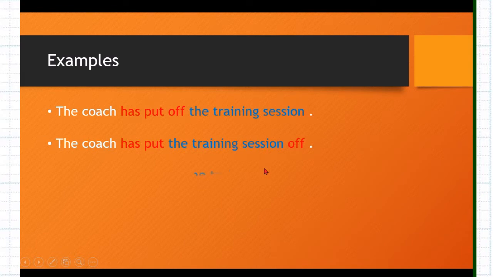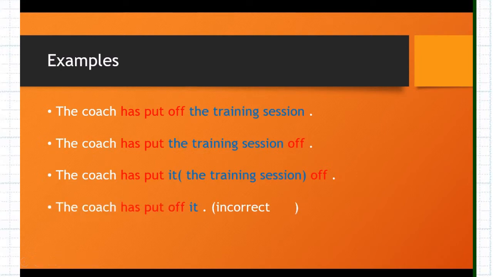Both are correct. Sometimes you are going to find that this noun, the training session, or the object, is replaced by a pronoun. So we can put it like this: the coach has put it off. It's correct. But here we have a common mistake. Don't do it: the coach has put off it. It is incorrect, because here we have a pronoun, not a noun. Don't put it after the verb particle if we have a pronoun.